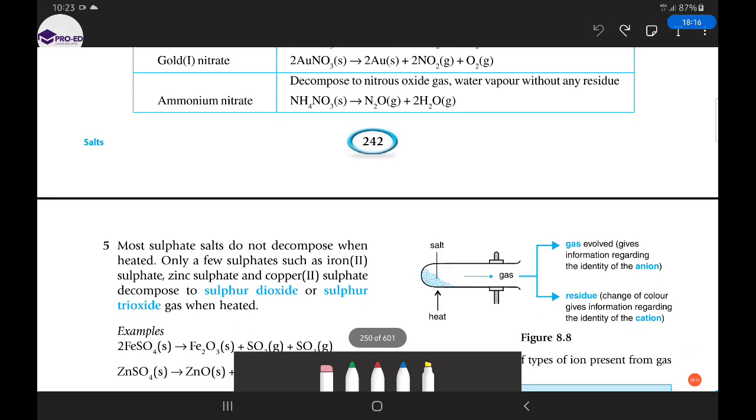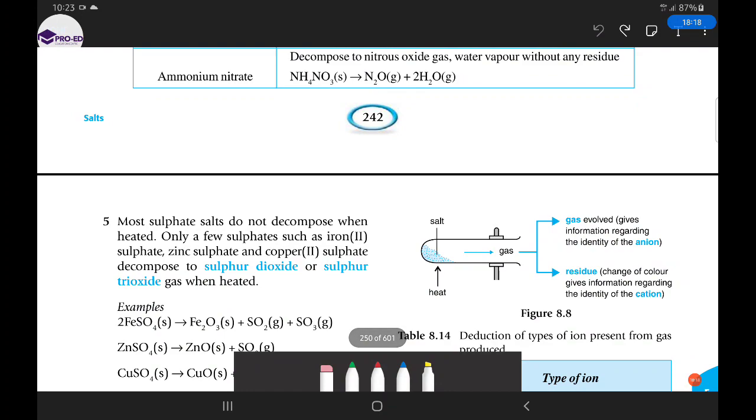And again, ammonium is a special case. So this one you have to memorize separately. So ammonium nitrate, when you heat it up, what will happen? Well, it will break down to nitrous oxide, N2O, guys, is nitrous oxide, and it will release water vapor, right? So this is a special case where an ammonium salt doesn't really release ammonia gas. Most of the time ammonium salt releases ammonia gas, but this is a special case. It's not releasing ammonia gas.